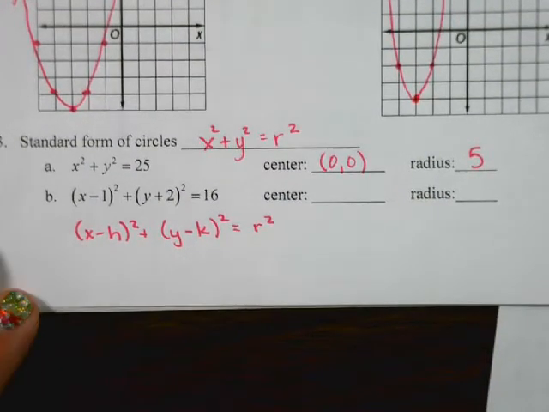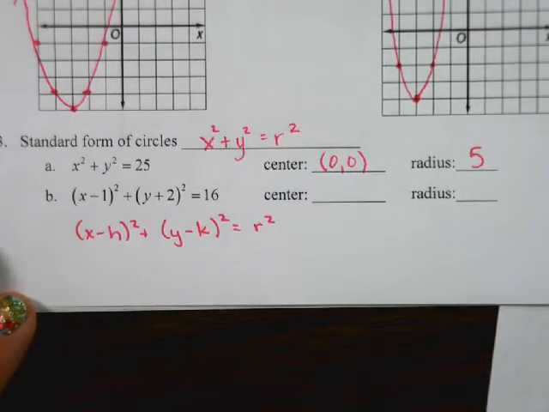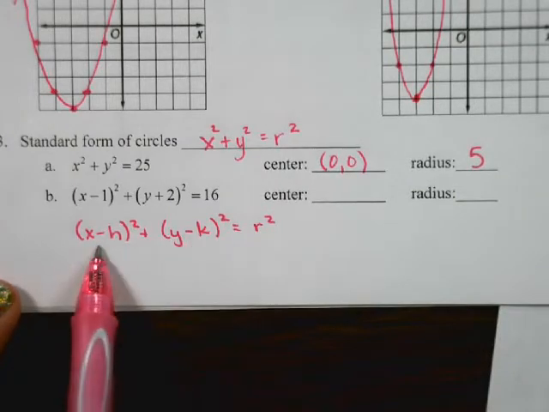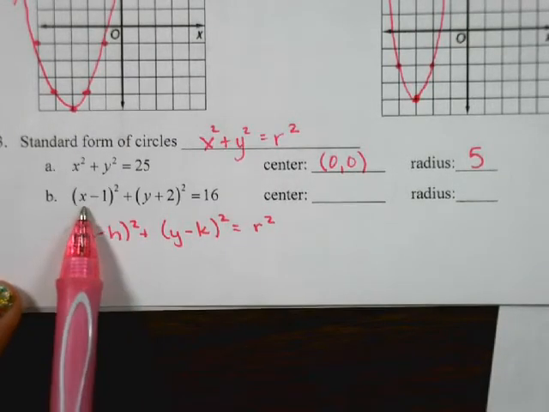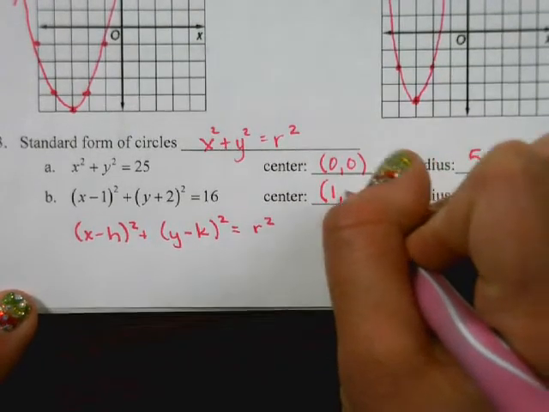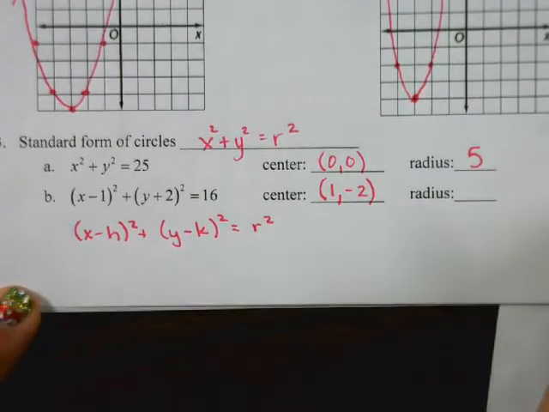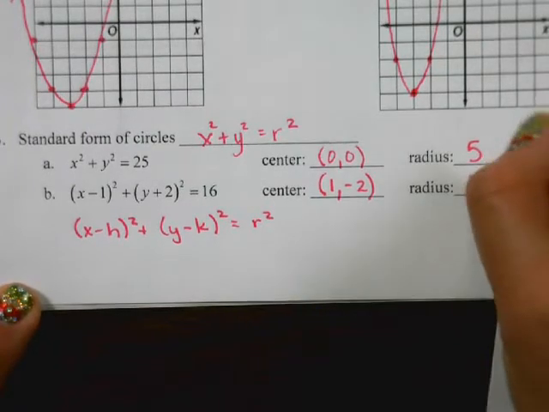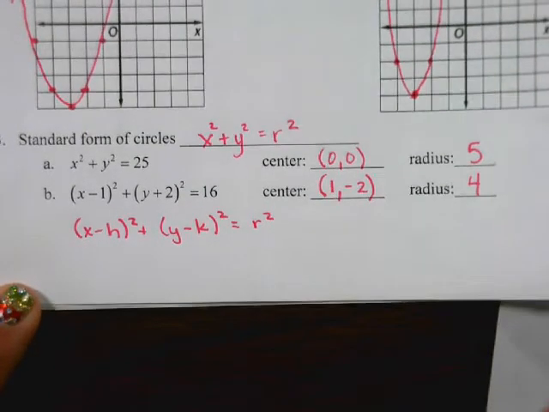How about B? Center at 1, -2. Remember, we have to flip their signs. These are both negatives, and they're in a set of parentheses with a variable. So my center is at 1, -2. And now what's my radius for this one? 4, the square root of 16.